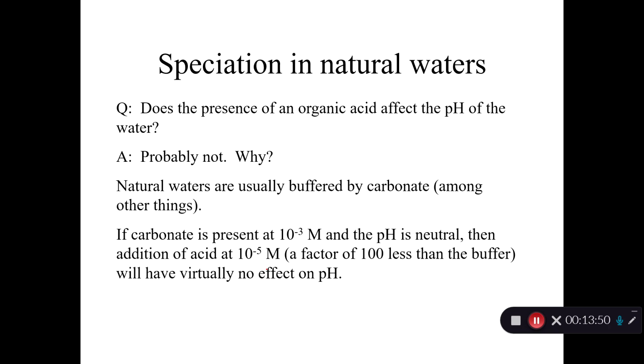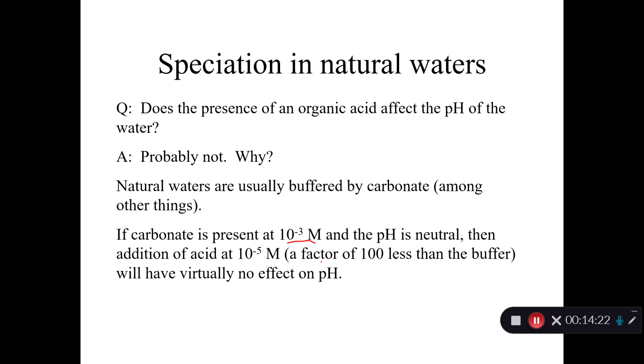And then the question always comes up, does the presence of these organic acids or bases affect the pH of the water that we're dealing with? And the answer is usually not, because we're talking about low concentrations of things that are serving as contaminants. We're not talking about huge, huge concentrations. And natural waters are almost always buffered by carbonate. If they have any exposure to the air at all, they're able to suck up carbonate. So even in relatively clean natural water, the carbonate concentration is going to be somewhere around 10 to the minus third molar.